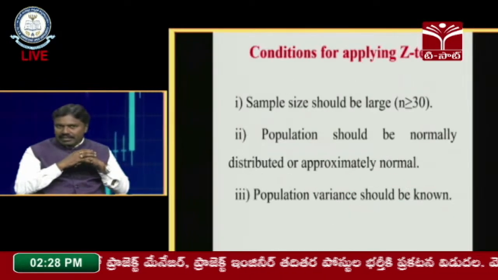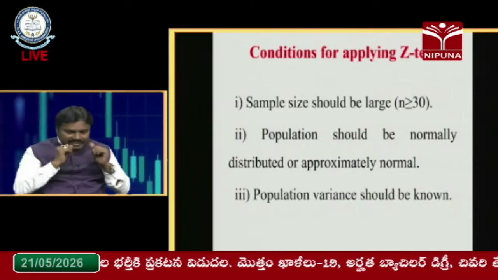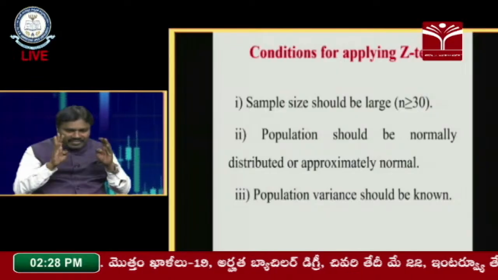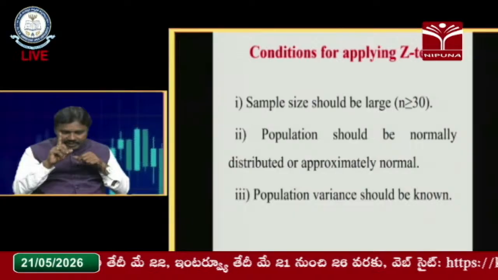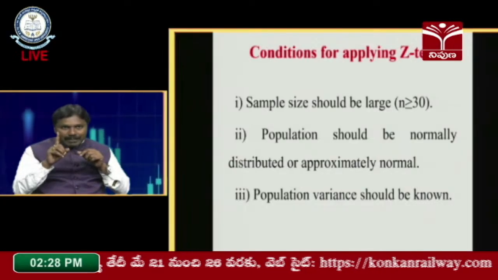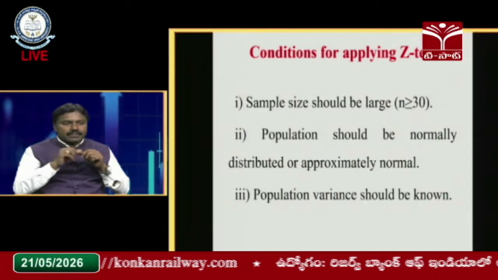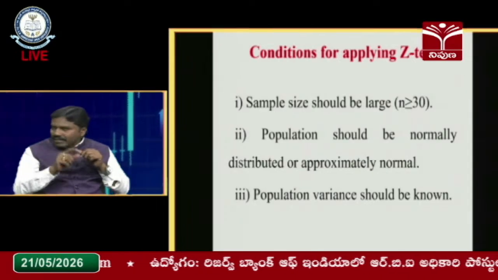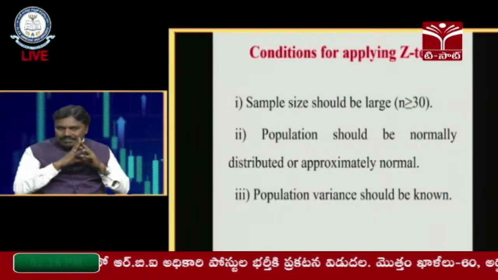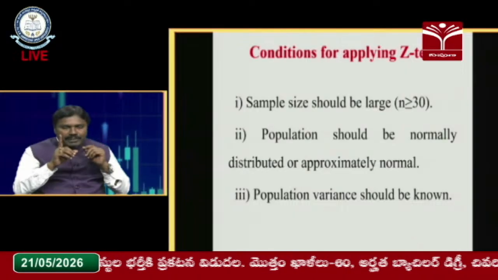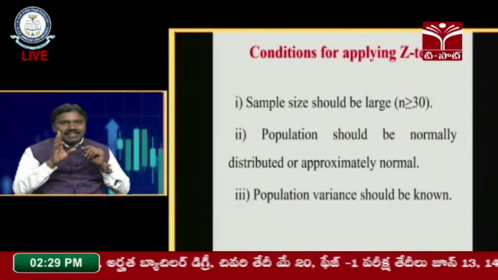What conditions are required for using this Z test? That is important. Basically we can observe three important points. First, you should identify the sample size. Keep in mind, the sample size should be large, that is n is greater than or equal to 30. Second, the population should be normally distributed, approximately normal. Third, the population variance should be known. Without these, we can't apply this Z test.